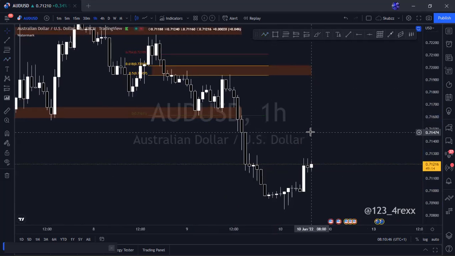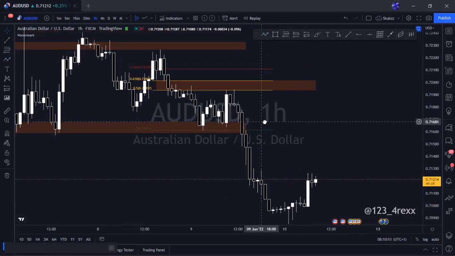So now, the one we like trading the most is the deeper retracement. So now let's get our areas of interest.